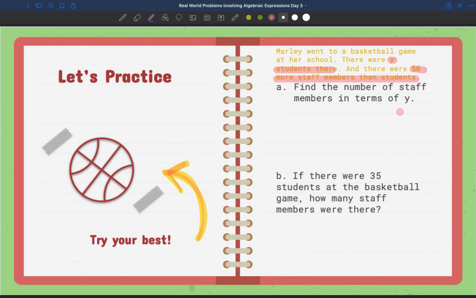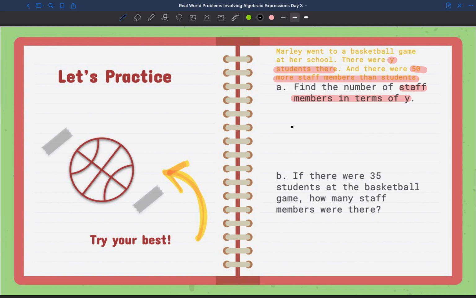Part A is going to ask us to find the number of staff members in terms of y. If you want to go ahead and stop the video and try answering part A on your own, we'll come back and see if we have the same answer.